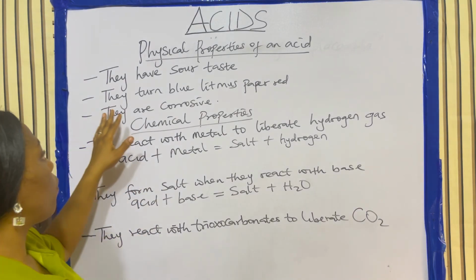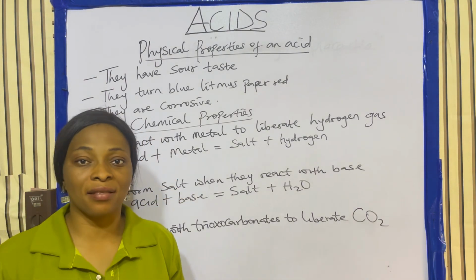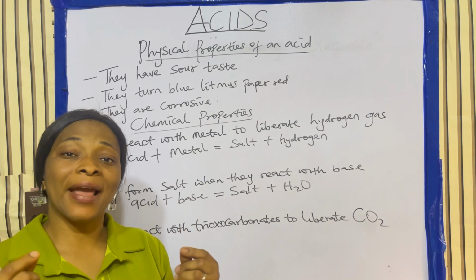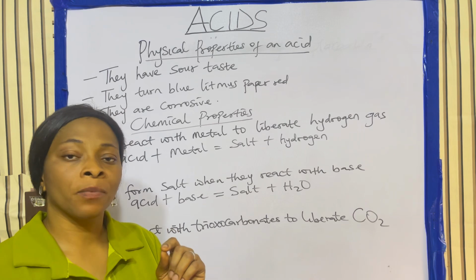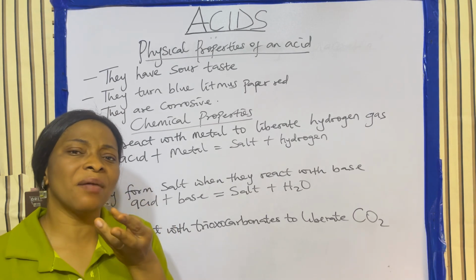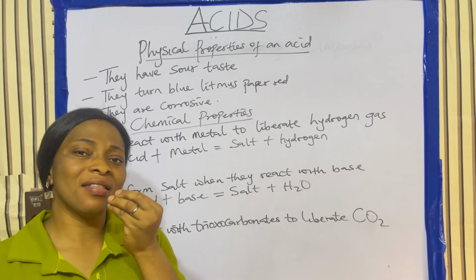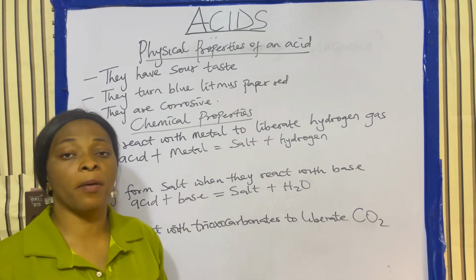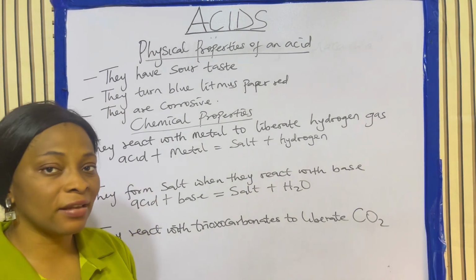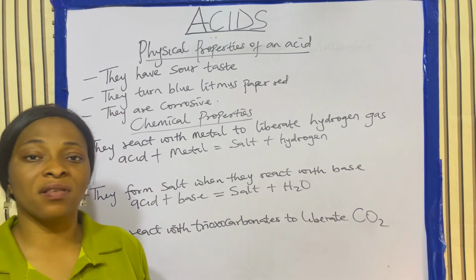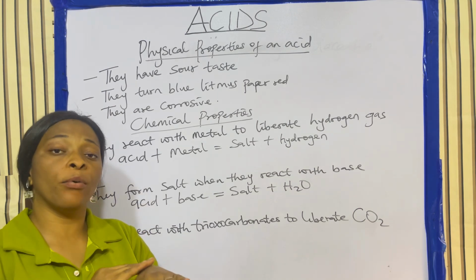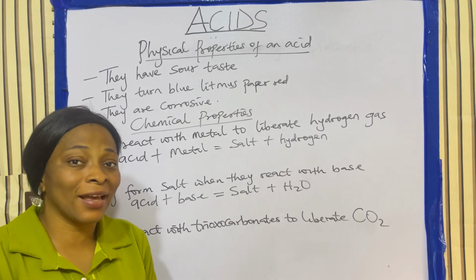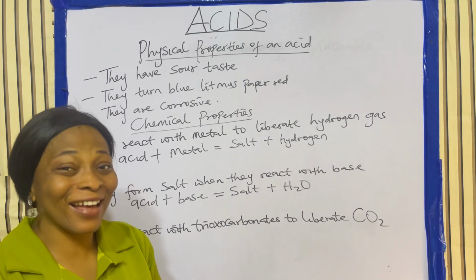Number 1 is that acids have a sour taste. For example, if you taste lime, you discover that it has this sour taste. The same thing with lemon. That is how acid tastes. Number 2, they turn blue litmus paper red. All acids do that. 3, they are corrosive. Corrosive means that they can burn. If you take a drop of concentrated tetraoxosulfate (VI) acid and put it on your skin, man, you are a goner.